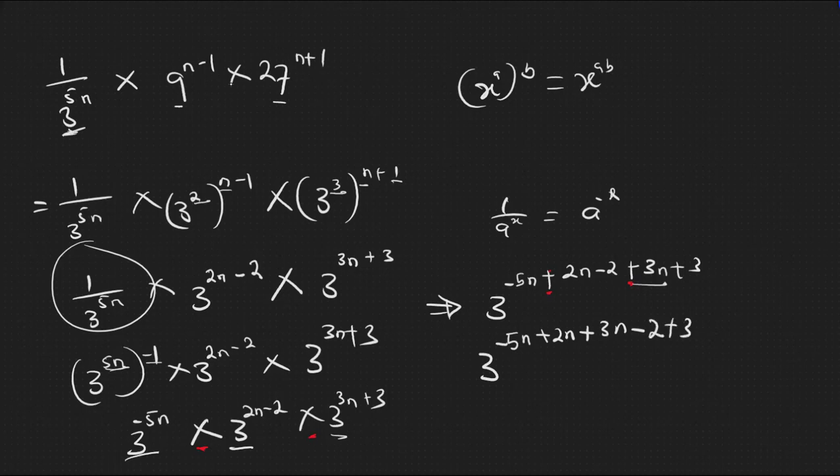We've collected like terms. So minus 5n plus 2n, using the number line, you're going to have minus 3n, and minus 3n plus 3n is 0. So we'll have 3 raised to power 0, then minus 2 plus 3 is 1. So we're going to have plus 1, giving us 3 to the power of 1, which is equal to 3.